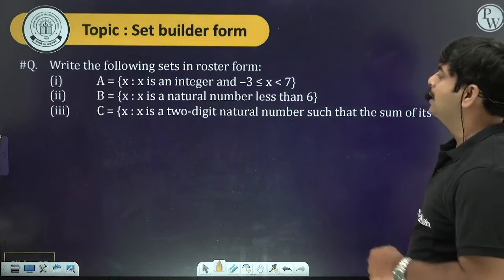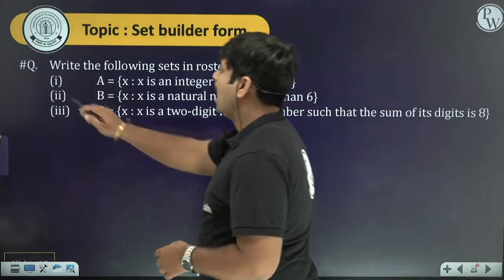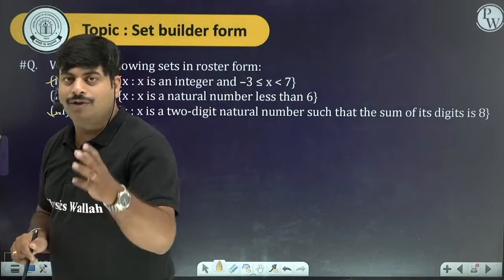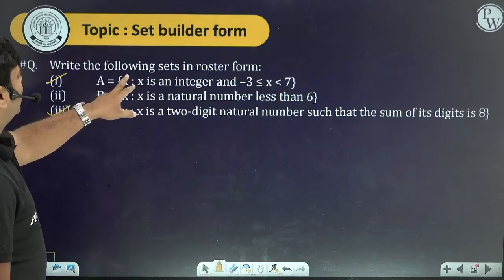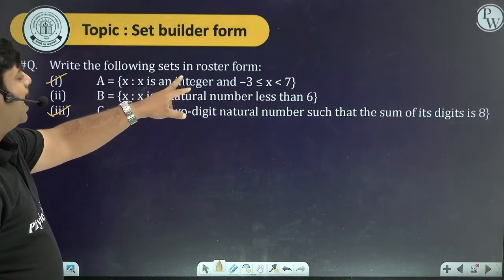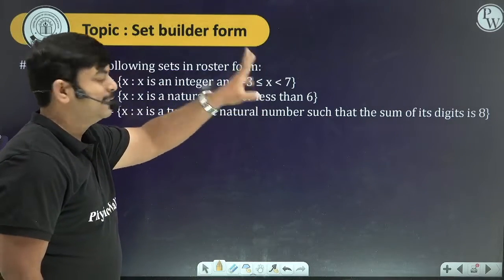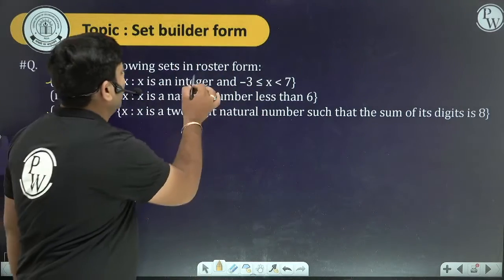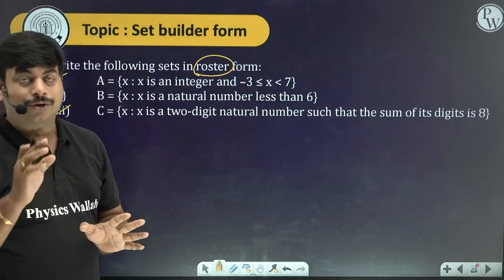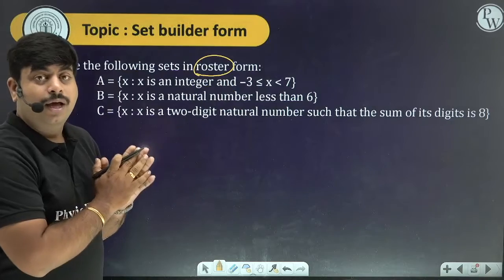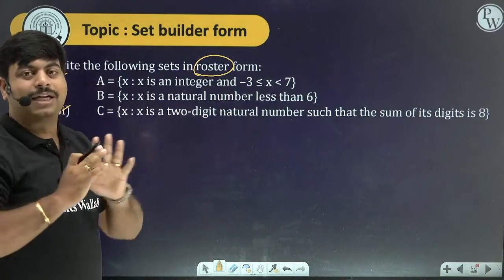Write the following sets in roster form. Again, you have 3. I'll be going with the first and third; the second you can try later. So A is equal to the set of x such that x is an integer and minus 3 is less than or equal to x, and x is less than 7. I need to write this in roster form. Roster form means we need to list out the elements, we need to list out the numbers, right?